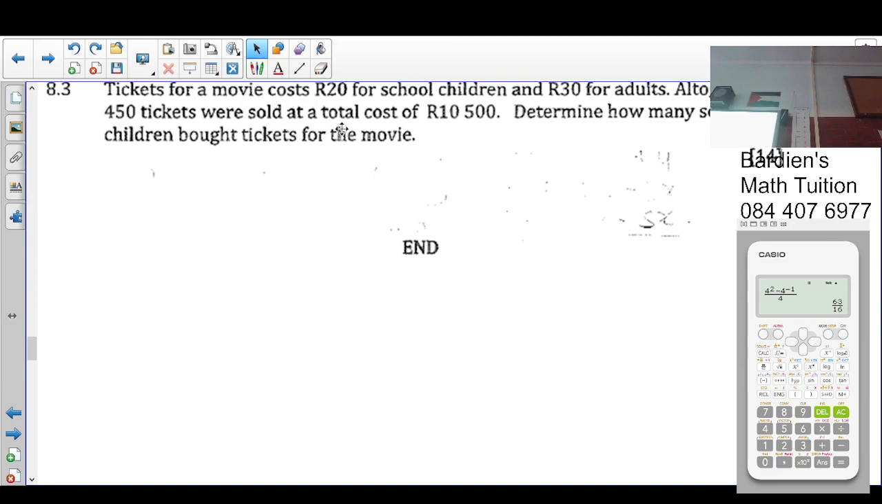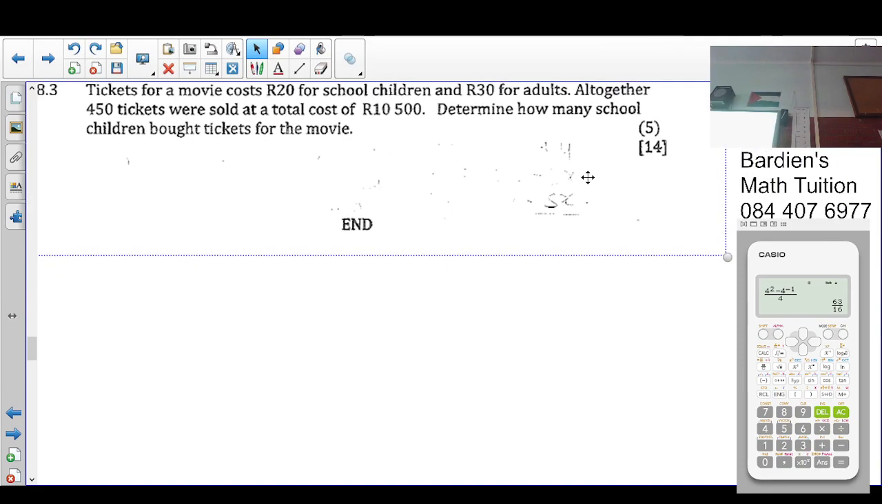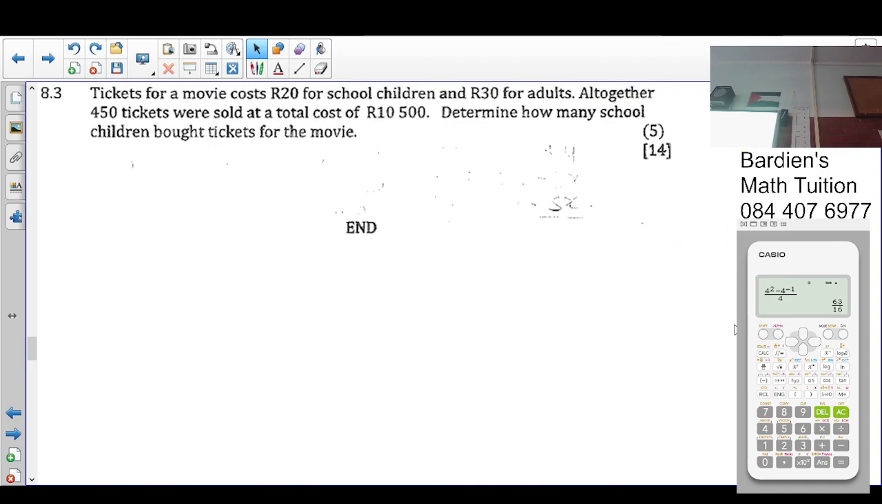The last question. We are told that tickets for a movie cost 20 Rand for school children and 30 Rand for adults. Altogether, 450 tickets were sold at the cost of 10,500. Okay, that should be an income, but anyway, determine how many school children bought tickets for the movie.